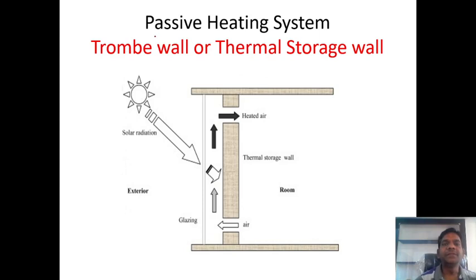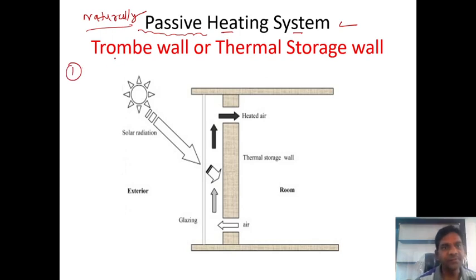The passive heating system means this solar energy application is used for heating purpose. What is the use? Heating purpose. So this is one application, the heating system. Passive means there is no use of any external source for heating or cooling purpose. Passive means it is natural. Okay, so what is the application?